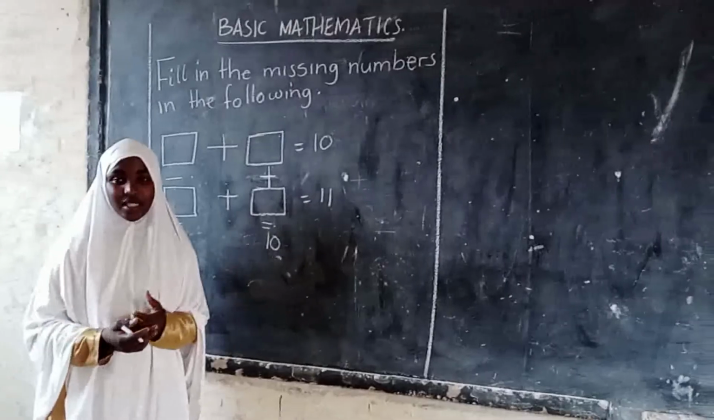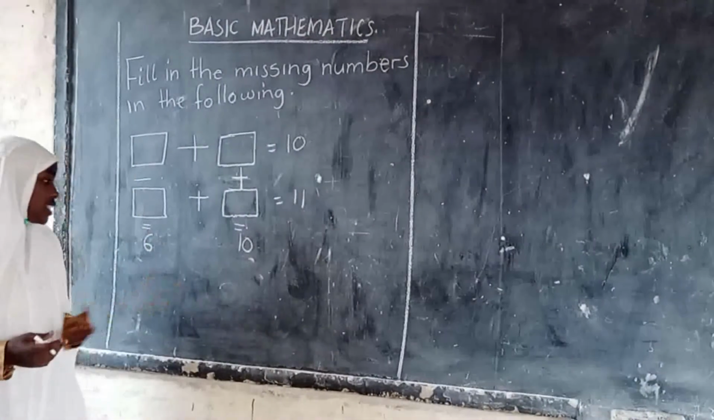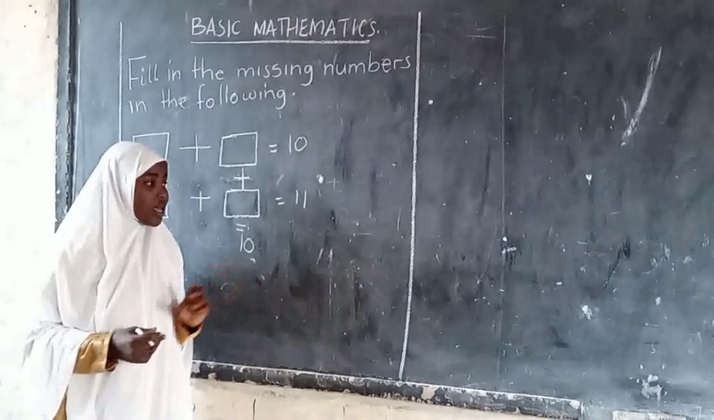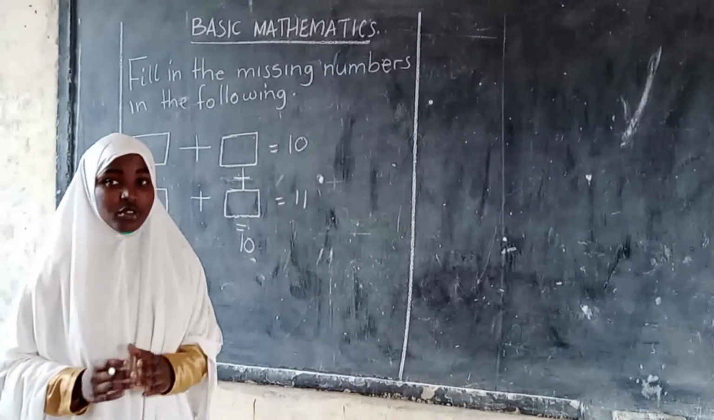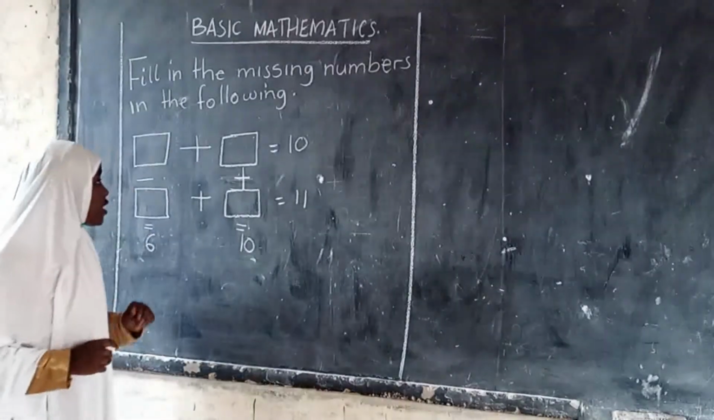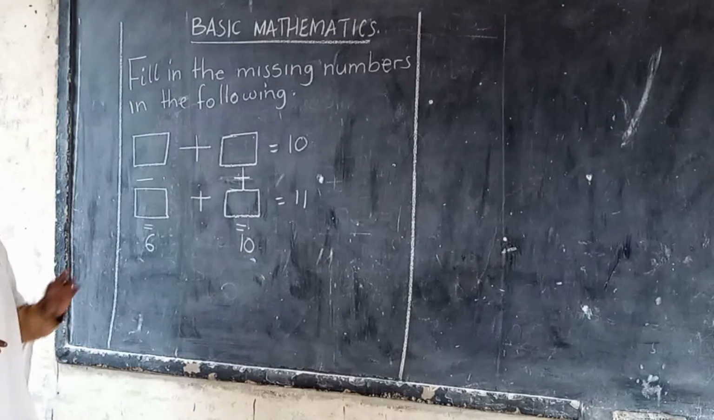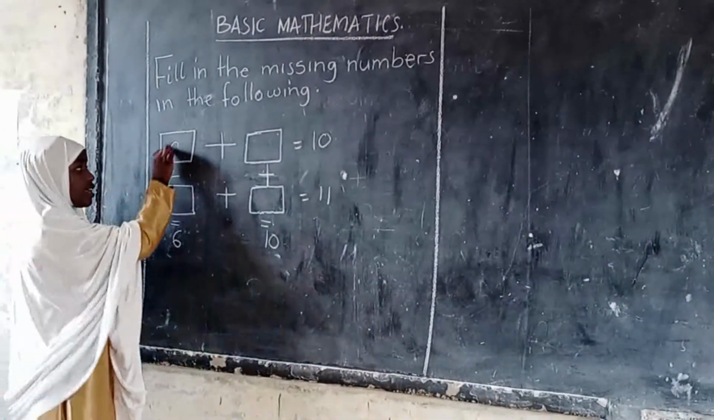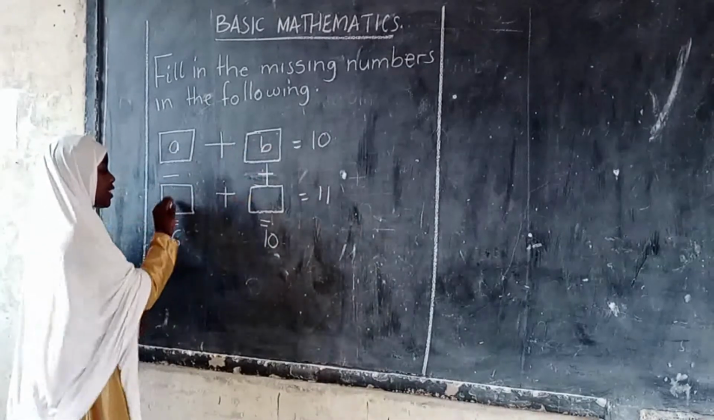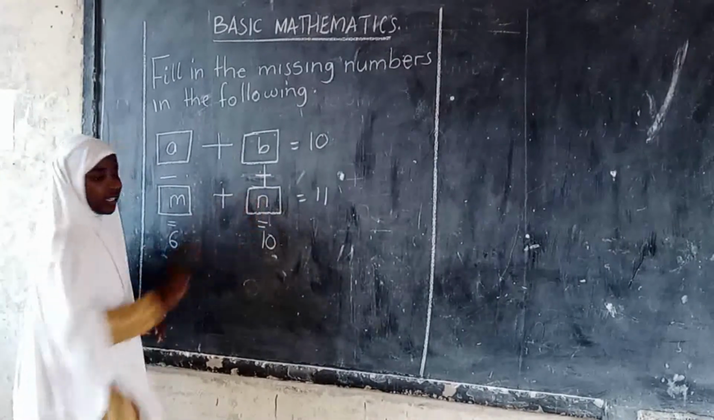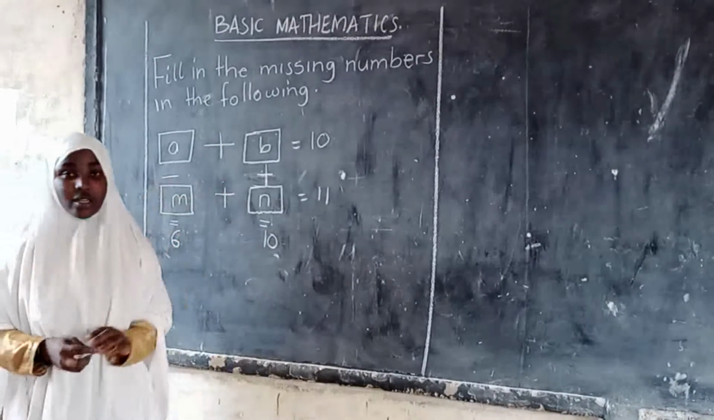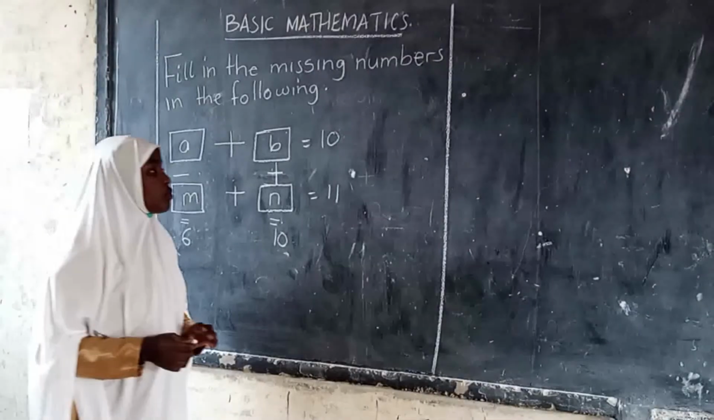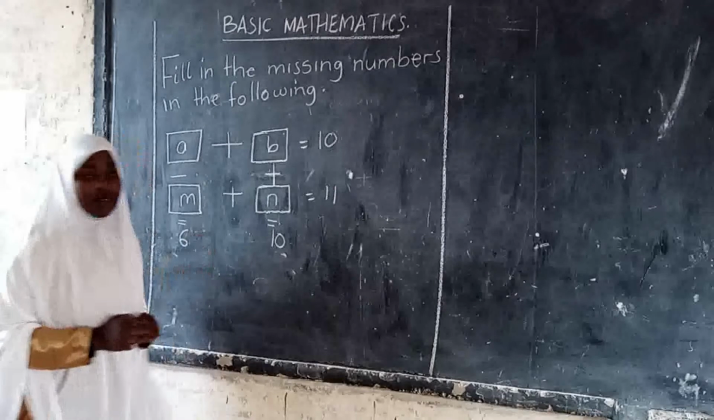This question might seem simple to solve, but in reality, it's not how it seems, but it is difficult when you try to solve it. Here, the first thing is to let these gaps be unknowns. We shall let the first gap be A, the second B, the third M, and the fourth N. After that, we are going to formulate equations from this question.